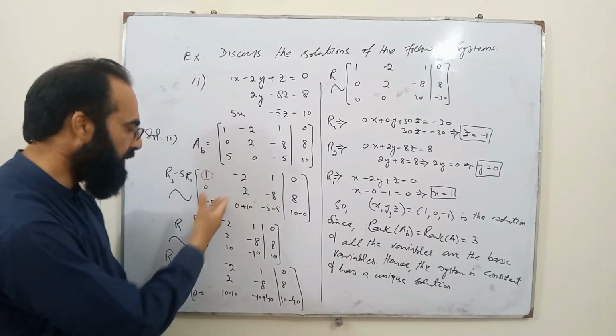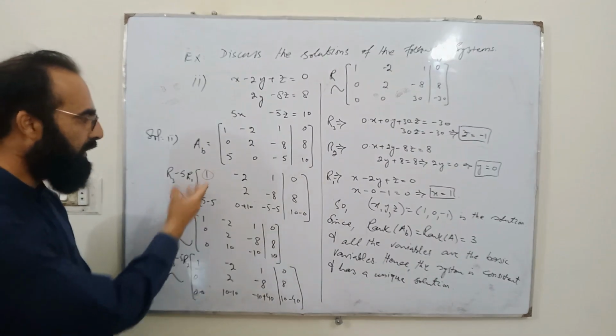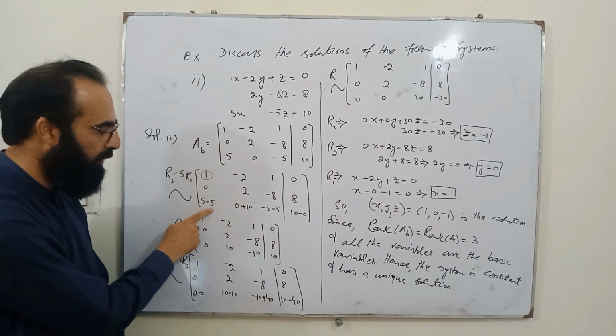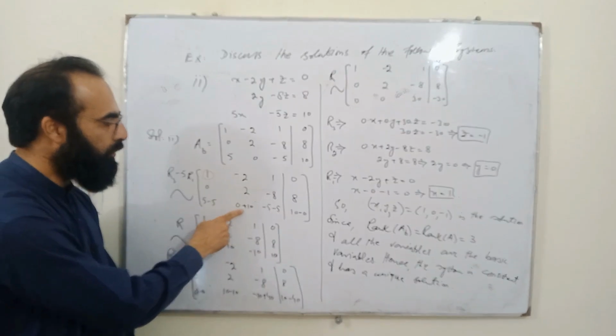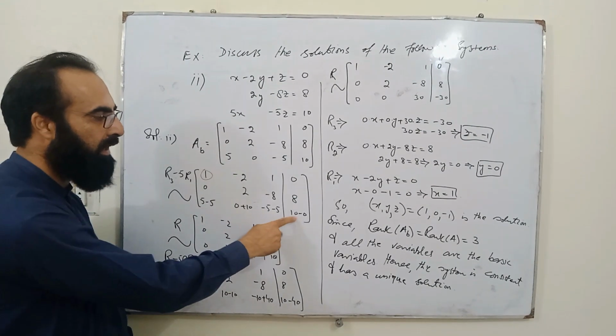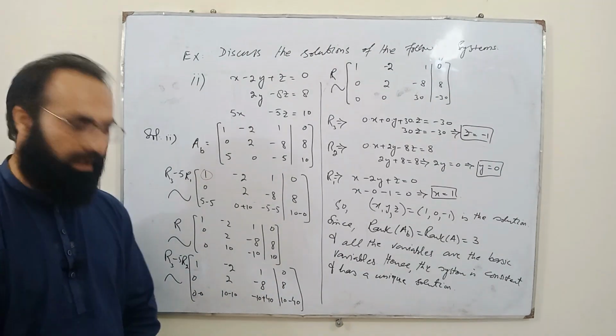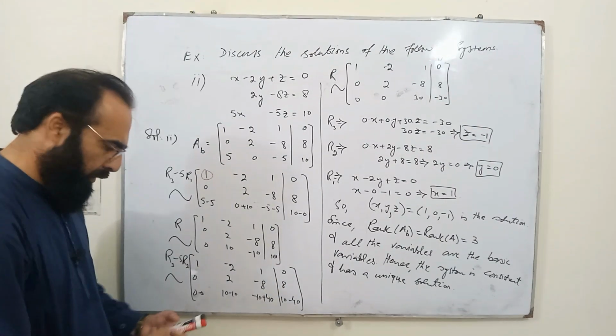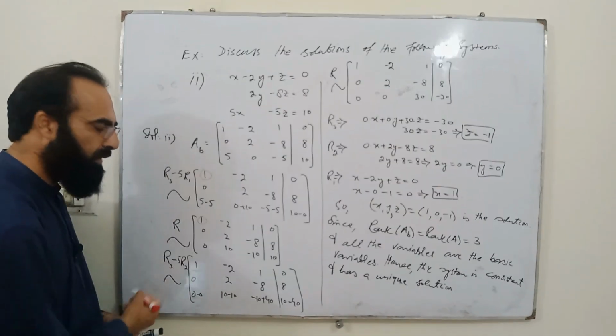Just simplify this matrix, we will get the first and second row will remain the same. 5 minus 5 will give us 0, 0 plus 10 will give us 10, minus 5 minus 5 will give us minus 10, and 10 minus 0 will give us 10. Now this one was the first pivot entry.